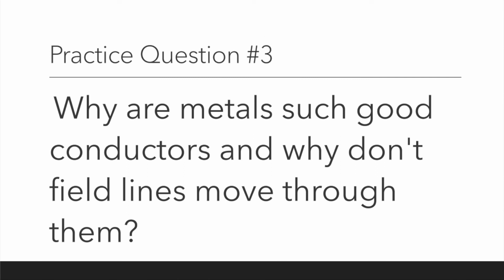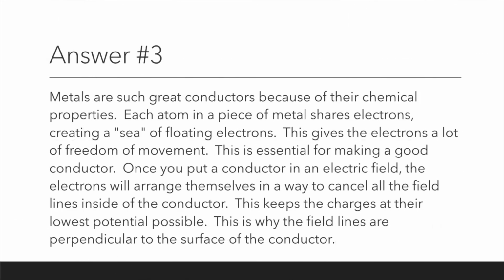Alright, here's our last question. Why are metals such good conductors, and why don't field lines move through them? Go ahead and pause to think about it. Alright, here's answer 3. Metals are such great conductors because of their chemical properties. Each atom in a piece of metal shares electrons, creating a sea of floating electrons. This gives the electrons a lot of freedom of movement. This is essential for making a good conductor. Once you put a conductor in an electric field, the electrons will arrange themselves in a way to cancel all the field lines inside of a conductor. This keeps the charges at their lowest possible potential. This is why the field lines are perpendicular to the surface of the conductor.